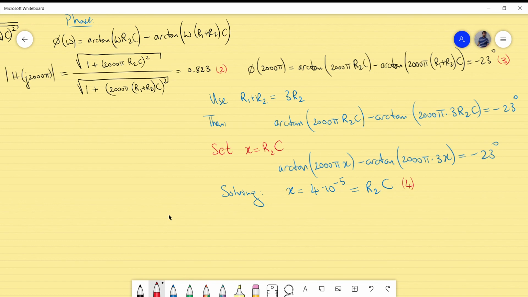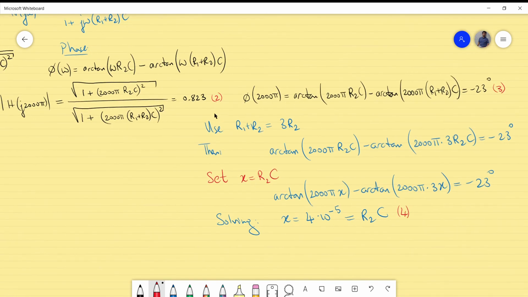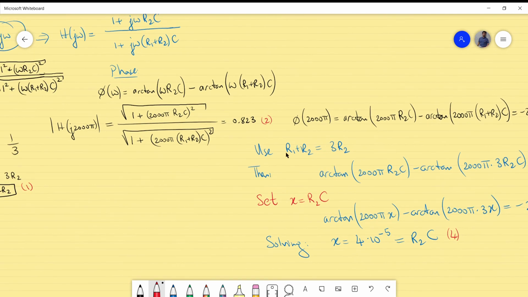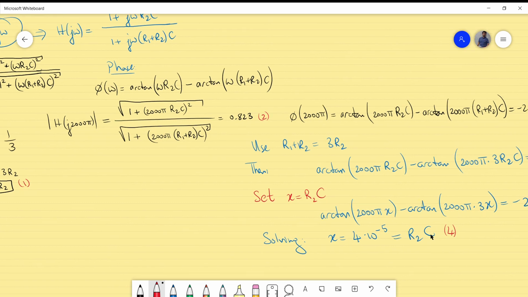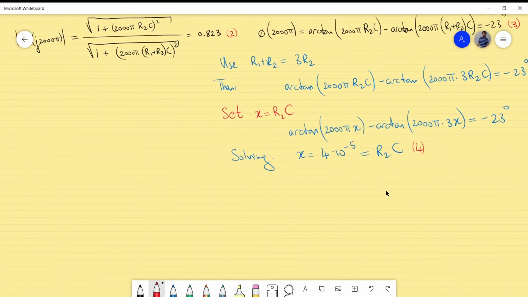The problem now is the following. If I use this equation, I have used the equation for the phase, and I came up to this value. If I use the same procedure for this one, so R1 plus R2 is equal to 3 times R2, substitute it in here and solve this equation, I will get the exact same result. So we have the following problem. I get the same x value no matter what I do with this equation or that equation. So I don't have two different expressions for R2 times C. That will lead us to the following step.